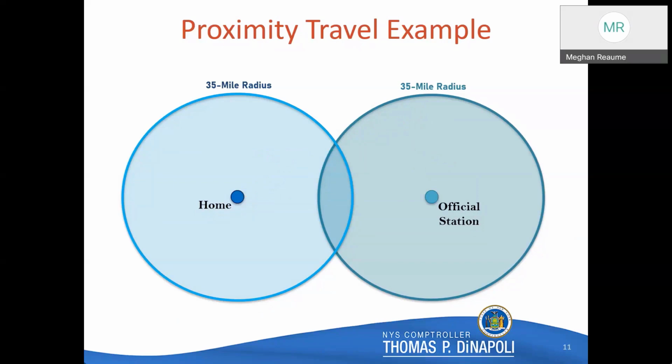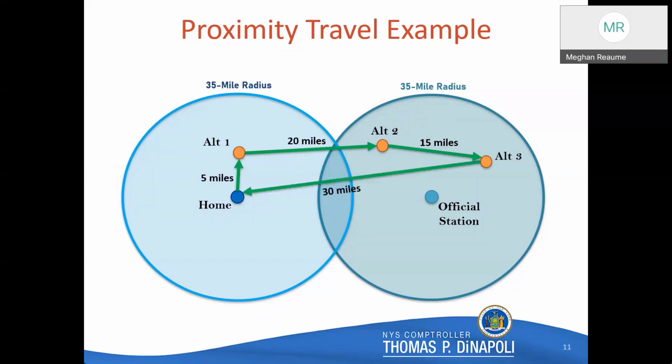The next example is a little tougher. The traveler drives 5 miles from their home to Alt 1, then 20 miles to Alt 2, followed by 15 miles to Alt 3, before traveling 30 miles to their home. They do not stop at their official station. Here, the lesser of mileage rule does apply, and it applies twice.